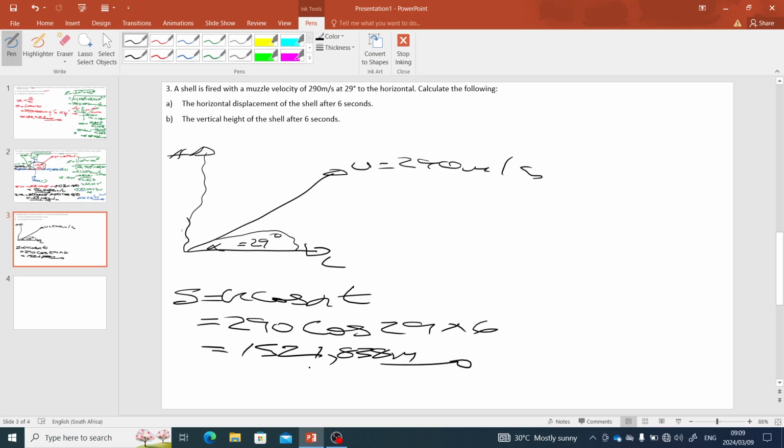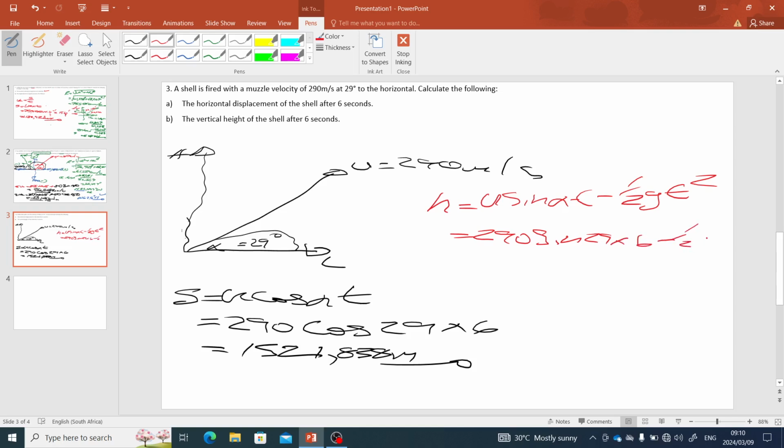Then they want us to calculate the vertical height. Now, they are indicating to us which formula to use. It will be height equals u sine alpha multiplied by time minus 1 over 2 gt squared. This is the formula that we'll be using. It will be 290 multiplied by sine 29 multiplied by 6 minus 1 over 2 multiplied by 9,8 multiplied by 6 squared.